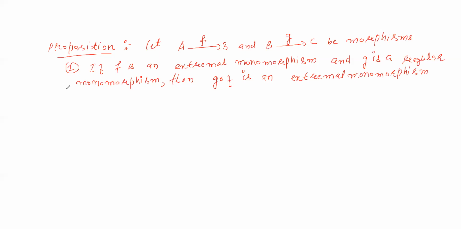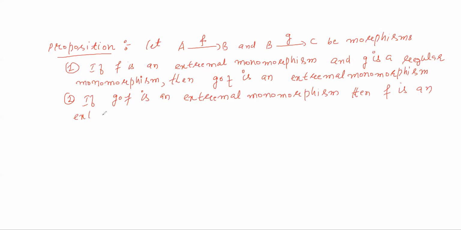Secondly, if g composition f is an extremal monomorphism, then f is an extremal monomorphism.